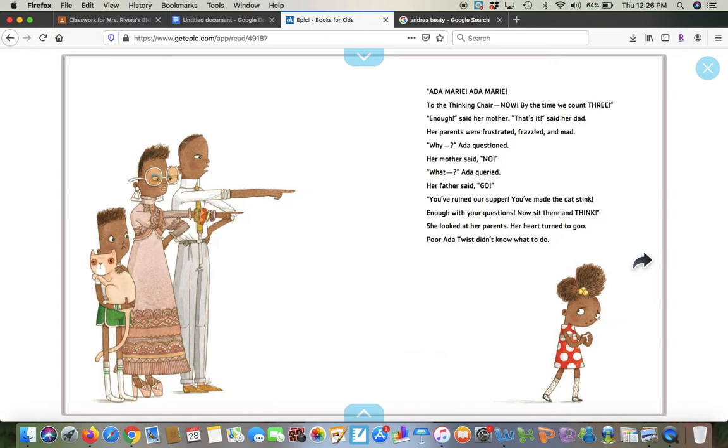Ada Marie, to the thinking chair now. By the time we count 3. Enough, said her mother. That's it, said her dad. Her parents were frustrated, frazzled, and mad. Why? Ada questioned. Her mother said no. What? Ada queried. Her father said, go.